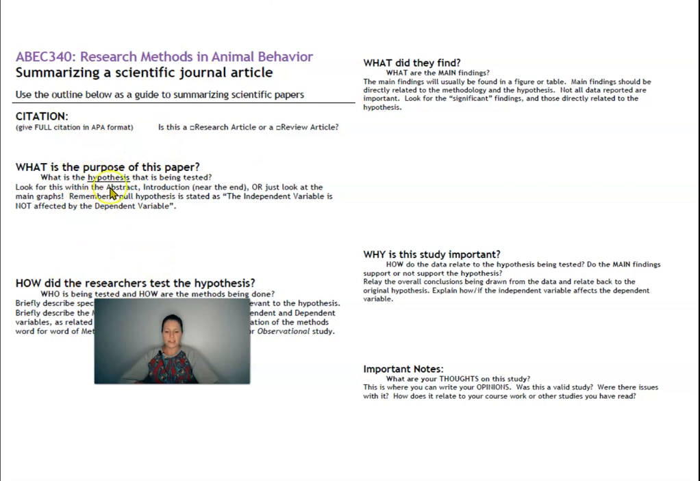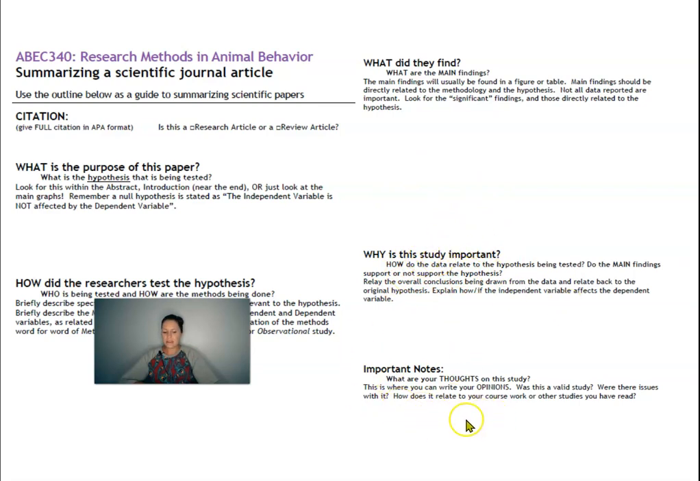At that point, I should have a pretty good idea what hypotheses were being tested. I will double check that by looking at the introduction. And then I'll glance at the discussion, usually the beginning of the discussion, to find out what was the importance of the study? Why was this study done? And relate that back to the hypothesis.